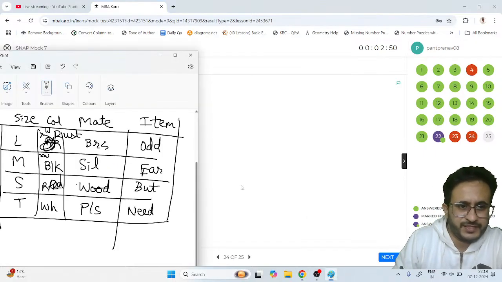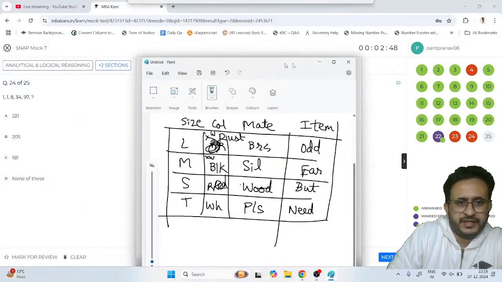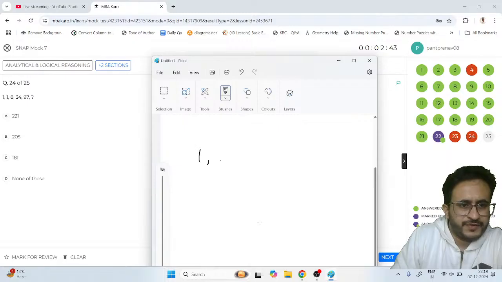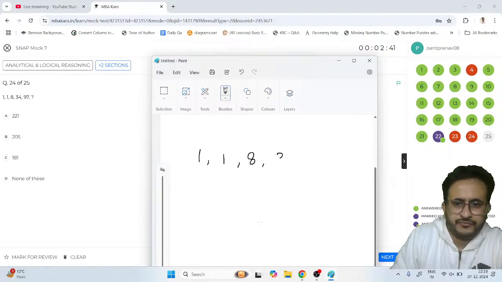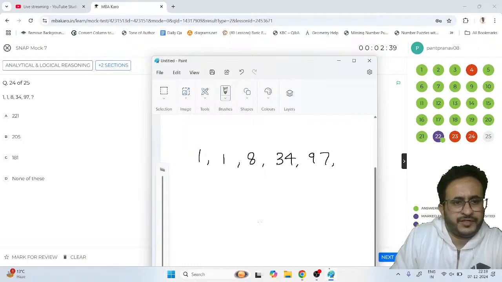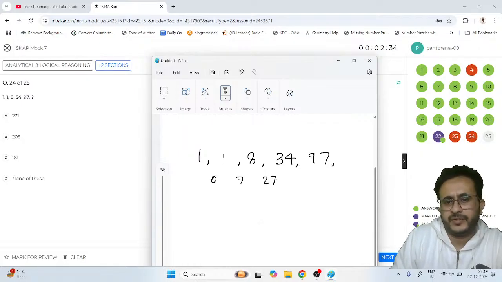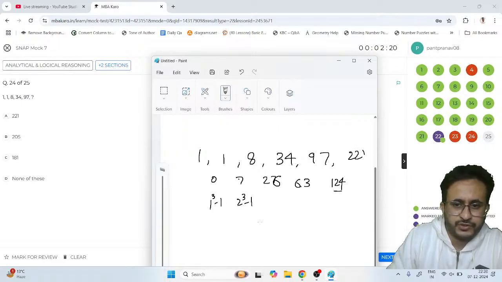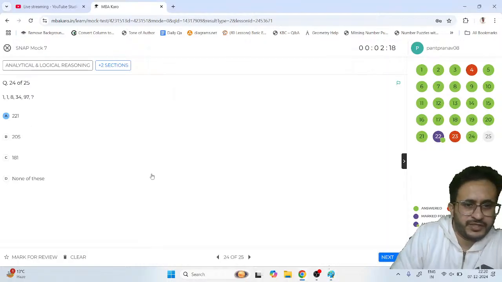Okay, so we have a series over here. I'll definitely attempt this series based question. We have 1, 1, 8, 34, 97, and we need to find the next term. The differences are 0, 7, 26, 63, which is each one less than a cube. 1 cube minus 1, 2 cube minus 1, this is 4 cube minus 1, and the next difference should be 124, which is 5 cube minus 1, so the next term will be 221. So a good decision to attempt this question.